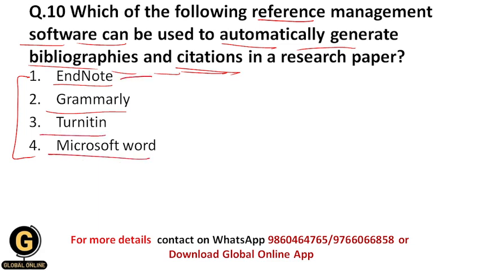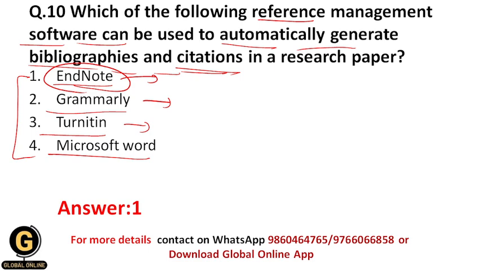So students, EndNote is a reference management software. Grammarly is nothing but what? A software to check the grammar, spelling and punctuation in the English language. Turnitin is a plagiarism detection software. And all of you know what Microsoft Word is. So here your correct answer should be what? EndNote, because EndNote is a reference management software that we already know, and it is also useful to automatically generate bibliographies and citations in a research paper.